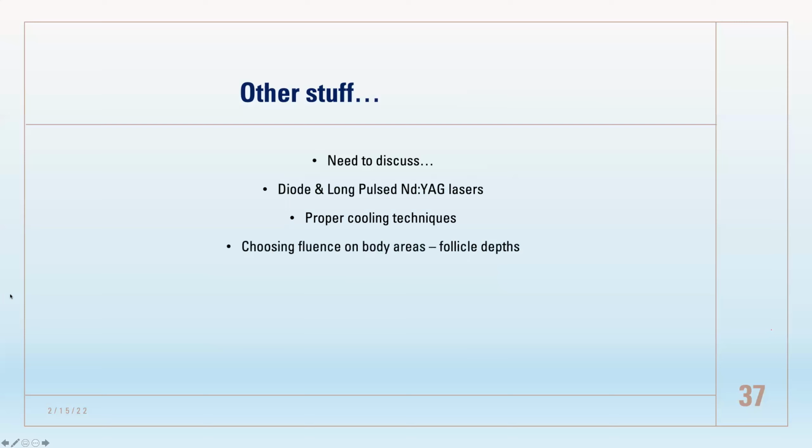How do you choose the fluence in different body areas? As you saw a minute ago, the follicles are all at different depths, so you have to allow for that. You can't use the same fluence on the upper lip as you would, for example, on the armpits. You're not going to get the same consistent results.